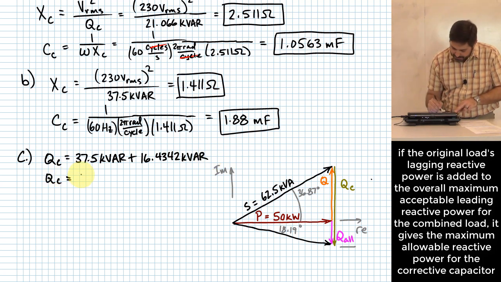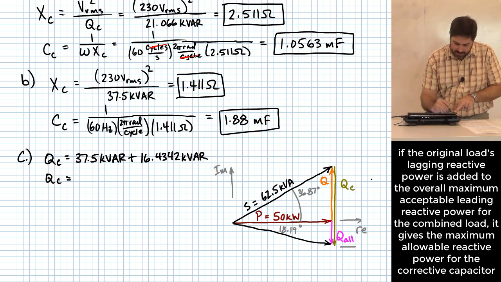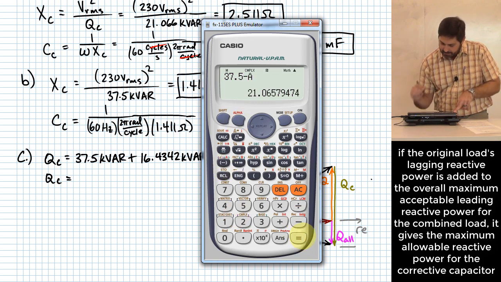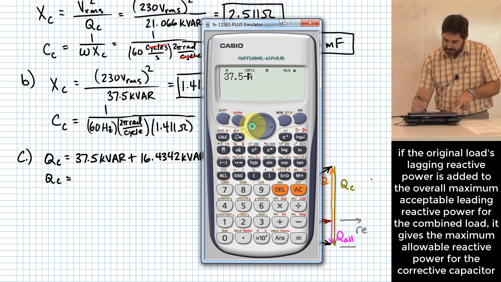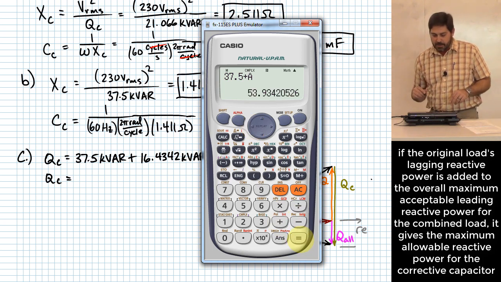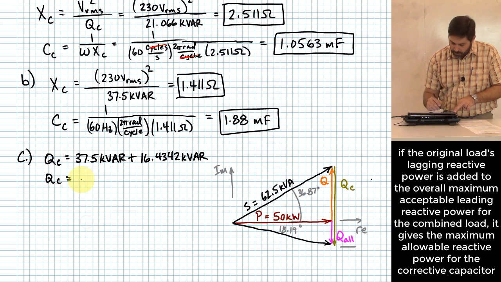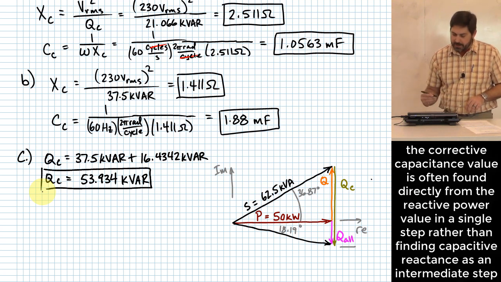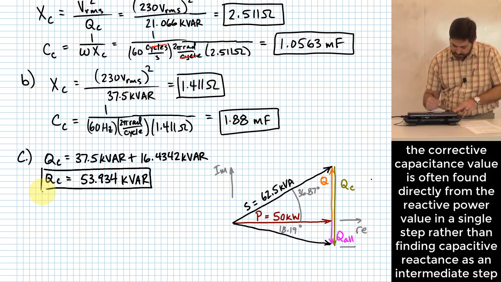Variable A. So I'm going to take 37.5 kVAR and subtract what I had stored in variable A. Excuse me, not subtract. I need to add what I have in variable A. That gives me 53.934 kVAR. What do I need for my capacitor? Let me show you something here.